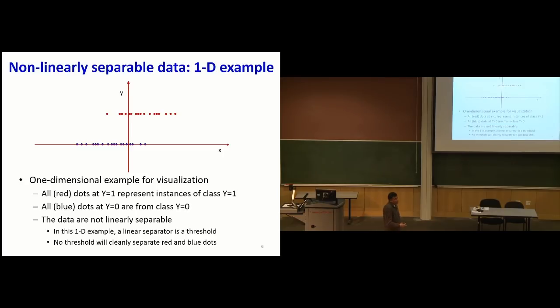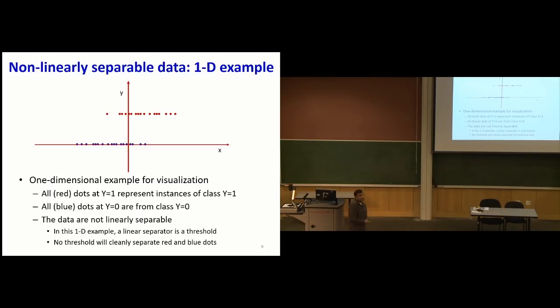Now, what is a linear boundary for 1-dimensional data? Anyone? It's just going to be a threshold, right? Now, in 2 dimensions, it's going to be a line. In 3 dimensions, it's going to be a plane. In 4 dimensions, it's going to be a 3-dimensional hyperplane. In 1 dimension, it's going to be a point. It's going to be a threshold. So a linear decision is going to say, everything to the left of some point must be classified as blue. Everything to the right must be classified as red.